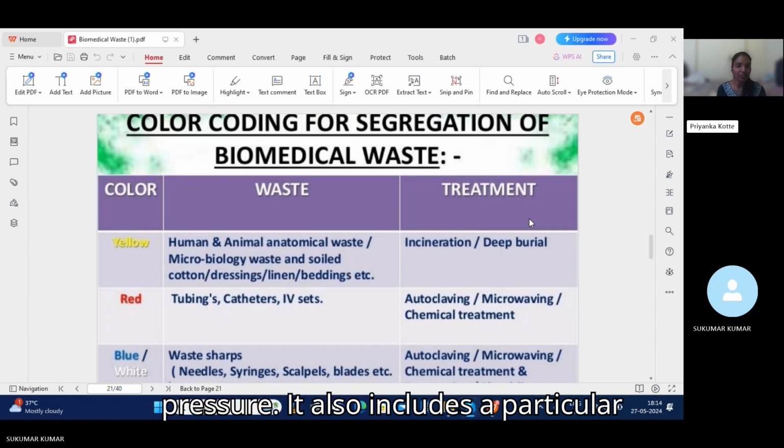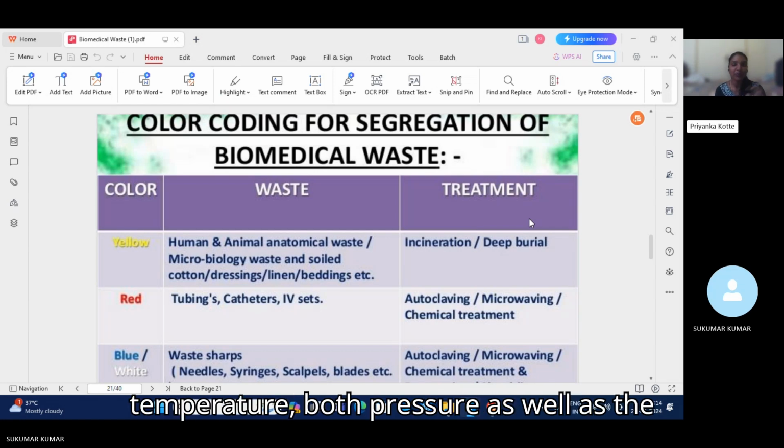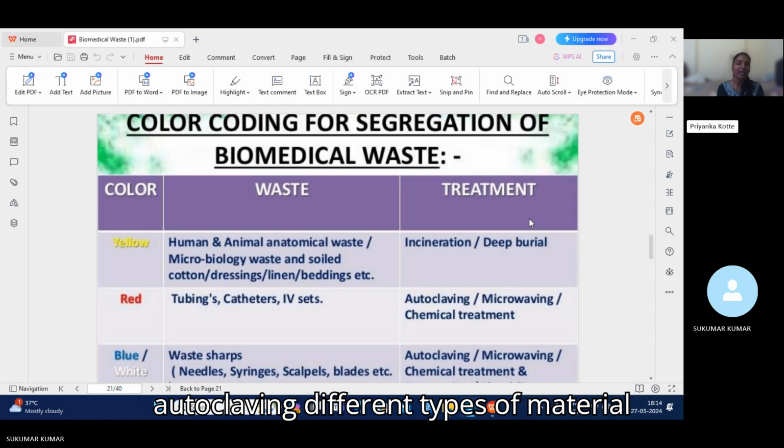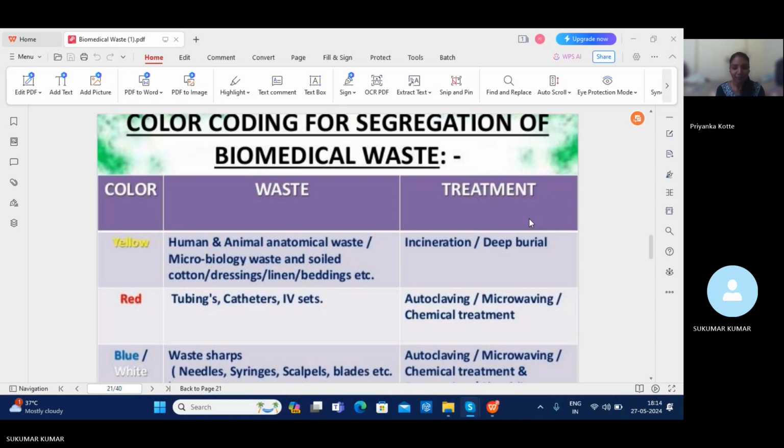So it includes the pressure. It also includes a particular temperature. Both pressure as well as temperature act on the pathogens and organisms, and they try to kill the bacteria and the virus. So this is a process of disinfection of waste prior to the final disposal. Before we finally dispose the material, we send certain items into the autoclave. We also use the instrument for autoclaving different types of material, such as waste sharps.